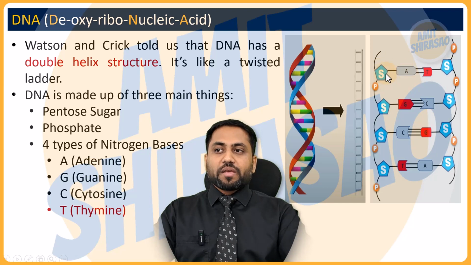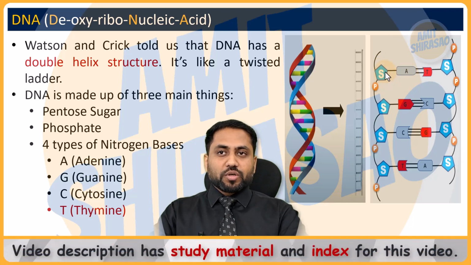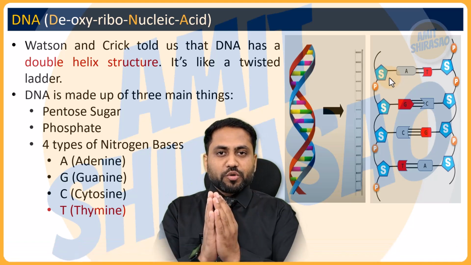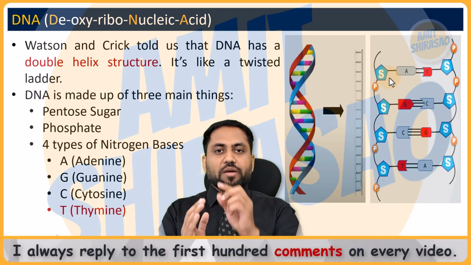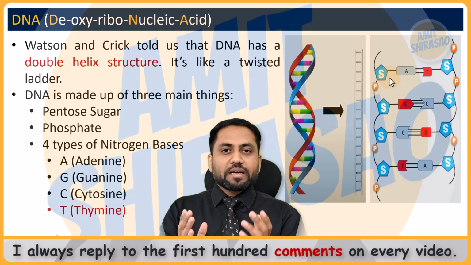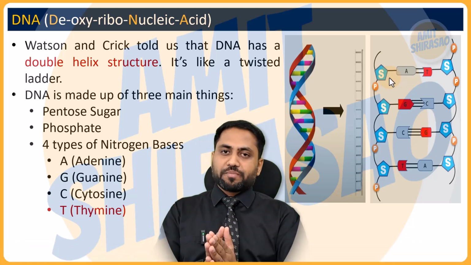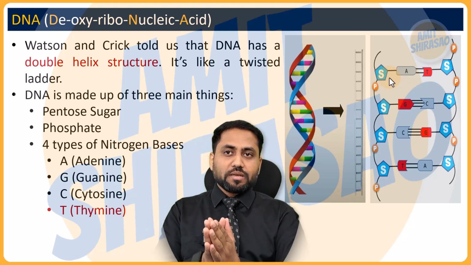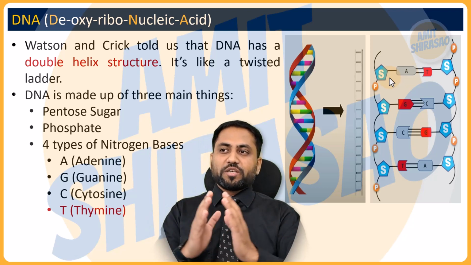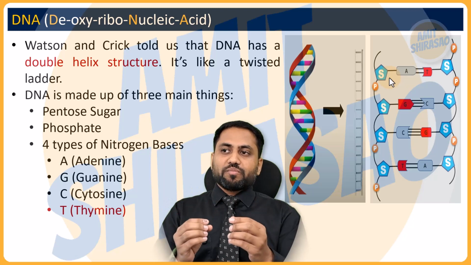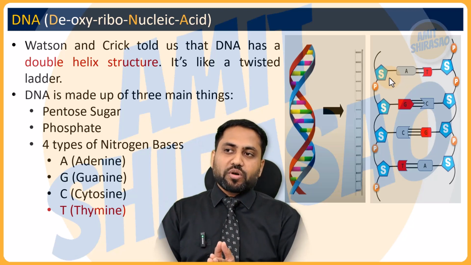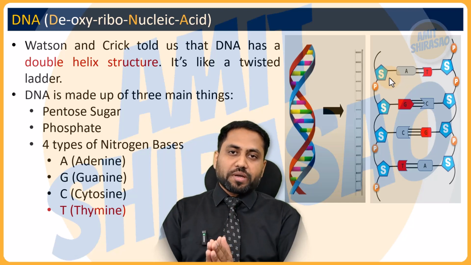Basically this is a pentose sugar. Pentose because it is a sugar molecule which has the shape of a pentagram. Pentagram means a polygon having 5 sides, just like you can say the Pentagon of the US. So this sugar molecule is in the shape of a pentagram, and that's why it is called pentose sugar.